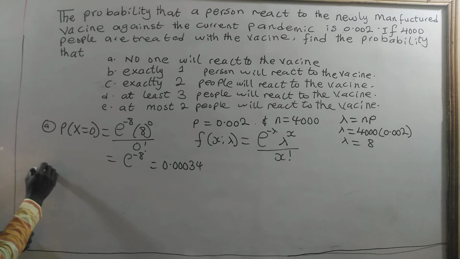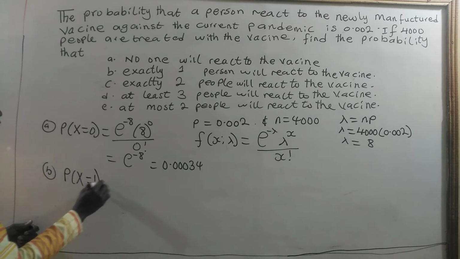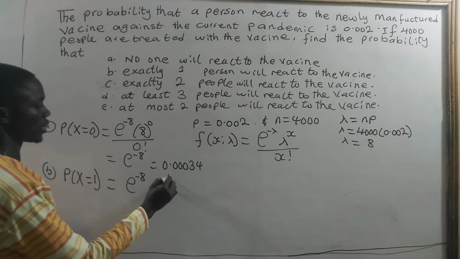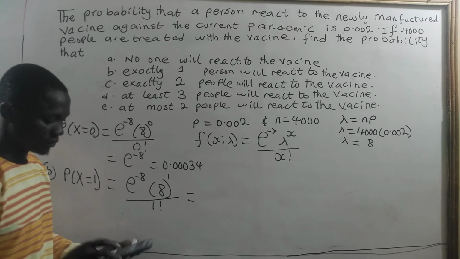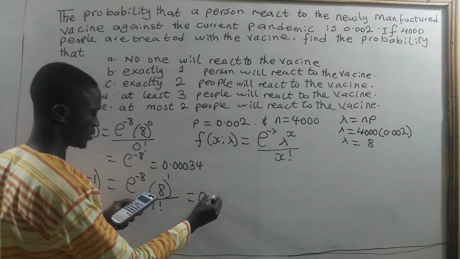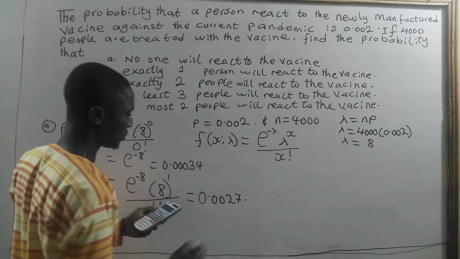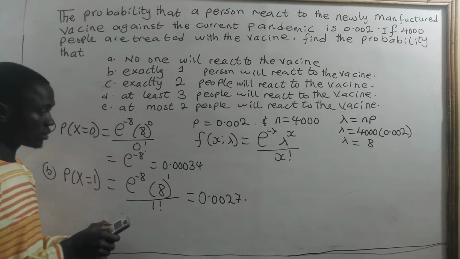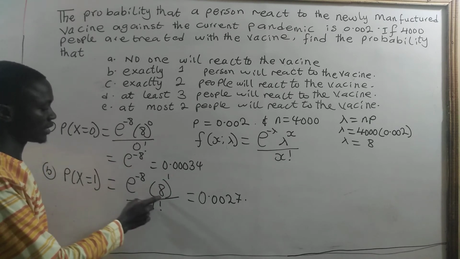Now, B. Exactly one person will react to the vaccine, meaning x equal to 1. So, the probability of x equal to 1 is equal to e to the power negative 8, that is lambda, times 8 to the power 1 divided by 1 factorial, and that will give us 8 times the answer that we have here. So times 8 will give us 0.0027 to two significant figures. Very, very simple as that. So here, 8 to the power 1 is 8, 1 factorial is 1. E to the power minus 8 times 8 will give us this.